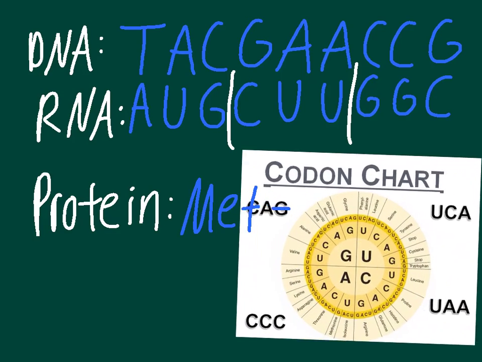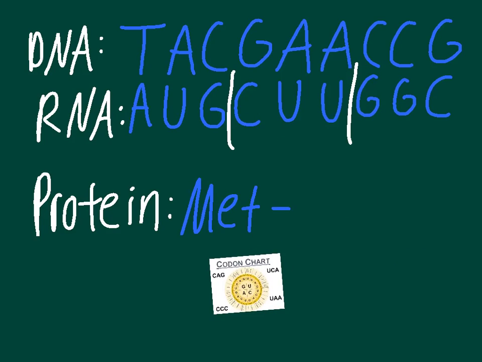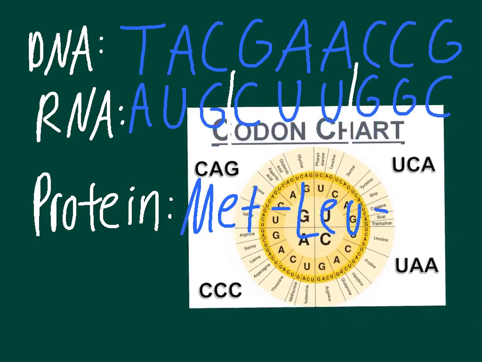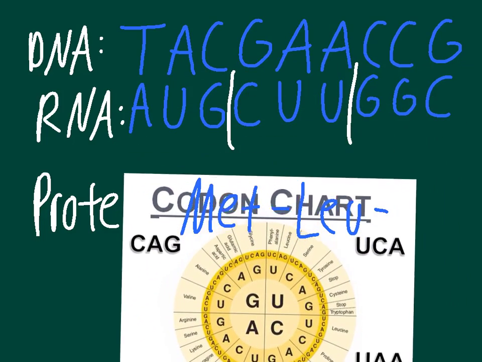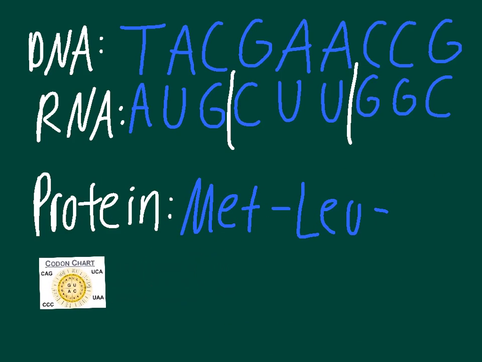CUU. So again, you go back to your codon chart. If we're looking at this one, CUU takes us to leucine. So we'll just abbreviate that one with LEU as we're writing that in. And then the last one is GGC. So again, back to our codon chart. It's getting a little harder to see it now. I'm trying to put that in a spot where we can see the part that we need. So we're going GGC, which is glycine. So GLY, abbreviation for glycine.